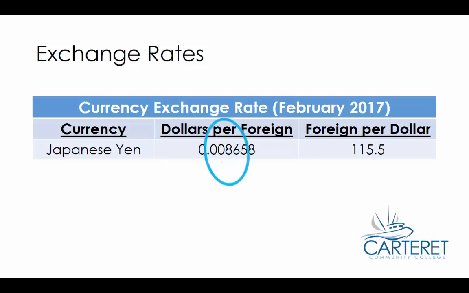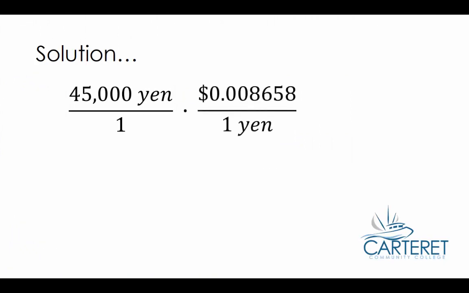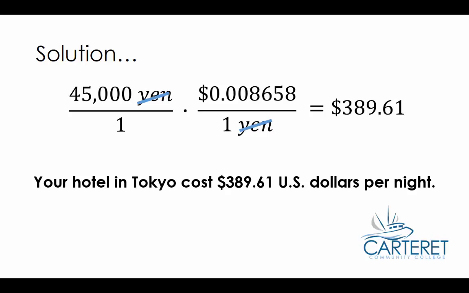Use the numbers in the dollar per foreign column to convert from foreign currency to US dollars. We have 45,000 yen. In order for yen to cancel out, those units must appear in opposite parts of the fraction. Multiplying straight across, we see that your hotel in Tokyo costs you $389.61 per night.